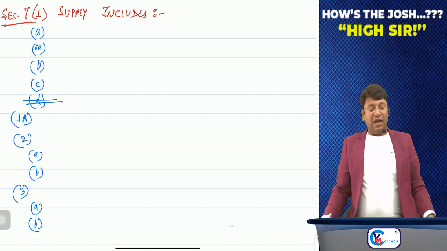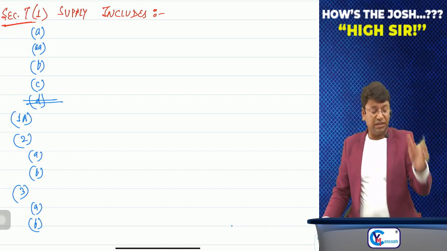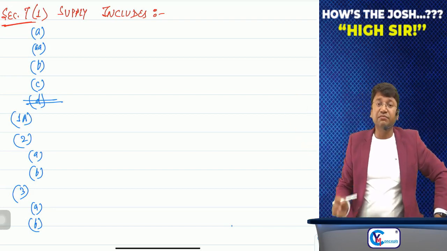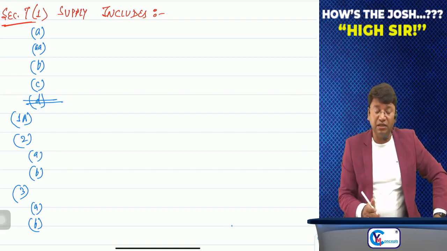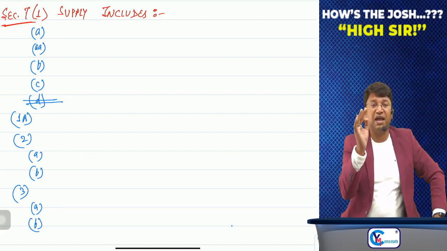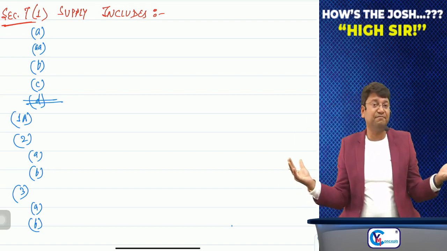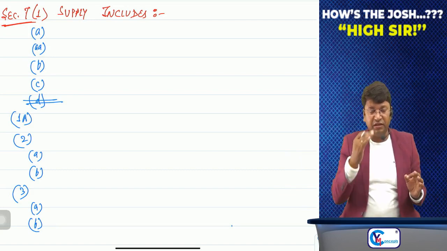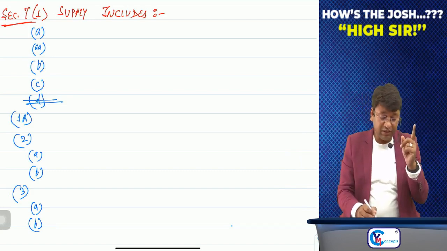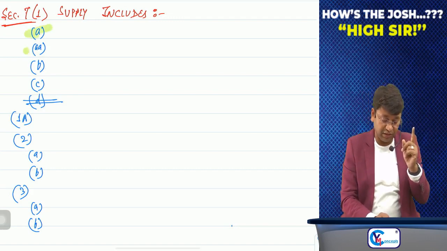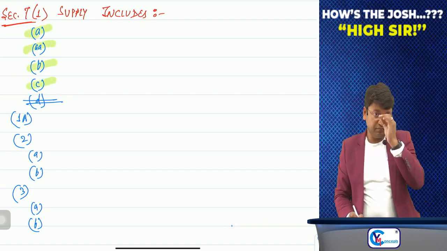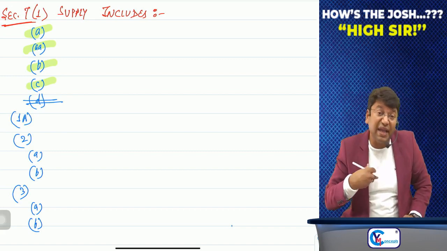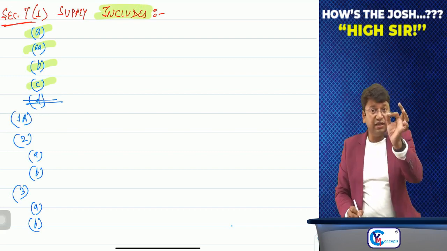Let's begin with the term supply. Section 7, subsection 1 says that the term supply includes, clause A says, all forms of supply. Before beginning clause A, listen to me again very carefully. Section 7, subsection 1 says that supply includes A, AA, B, C.